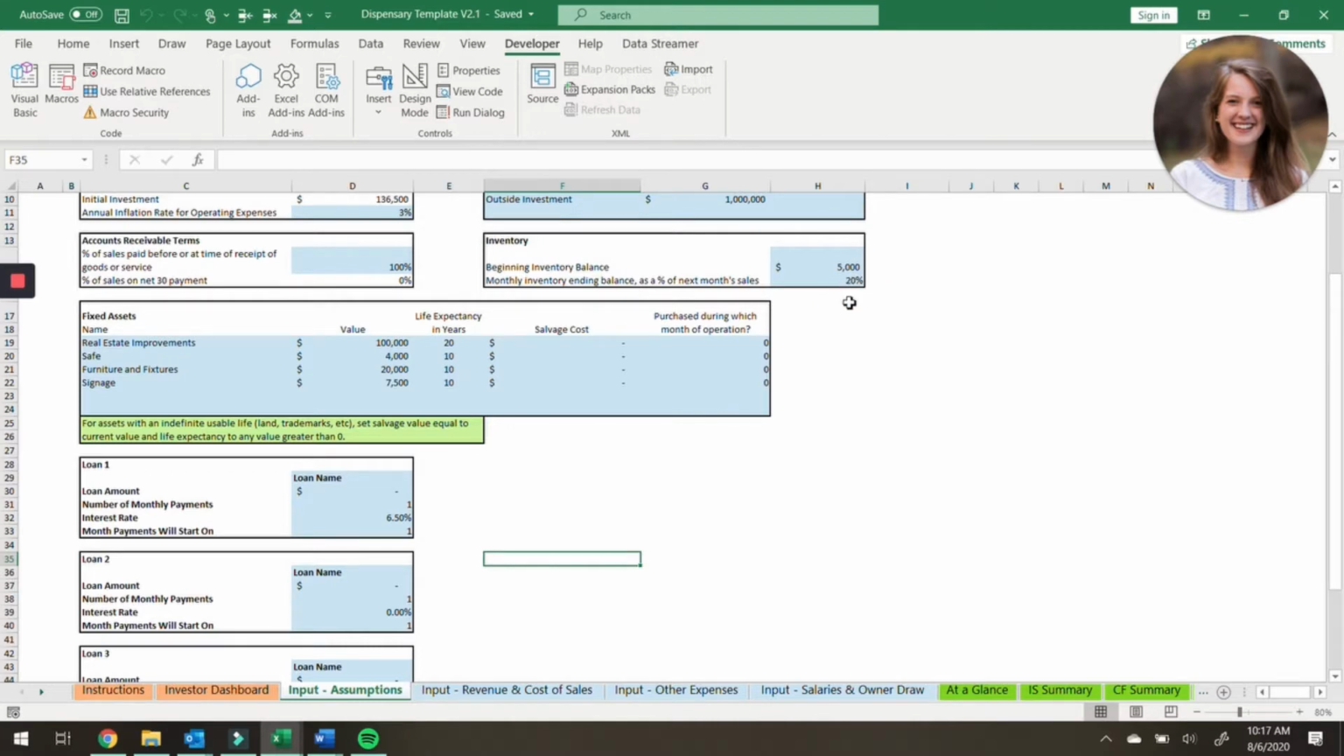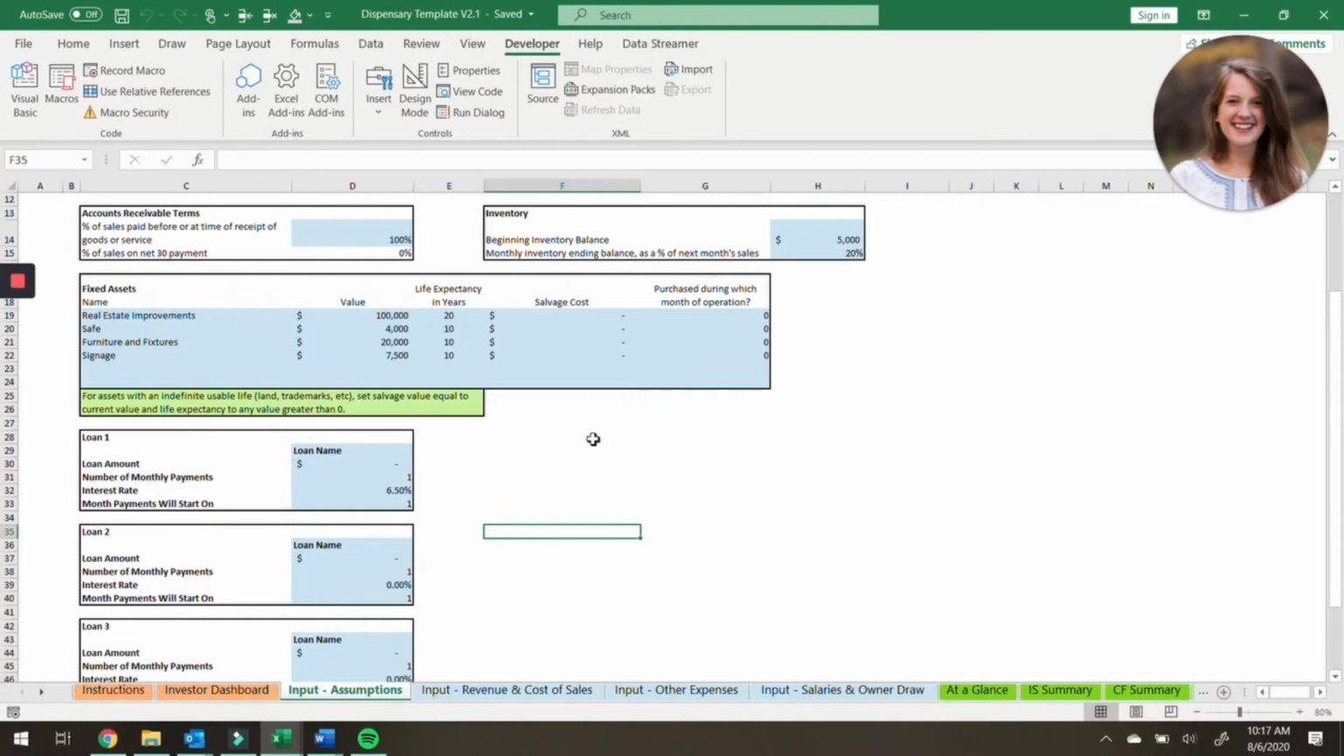It's going to be 20% of the next month's cost of goods sold. You can also enter your fixed assets here, so any real estate improvements, say furniture and fixture signage as shown in the example data here. You enter the purchase price here. Its life expectancy and salvage costs are both used to calculate depreciation expense. Salvage cost is what you could sell the items for when they are no longer of use to you, and that just helps calculate the depreciation cost.